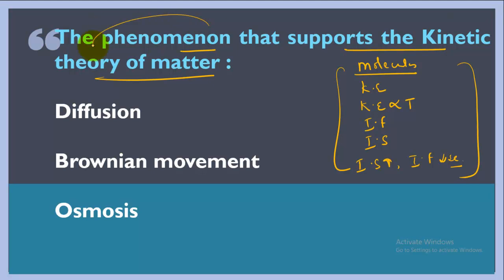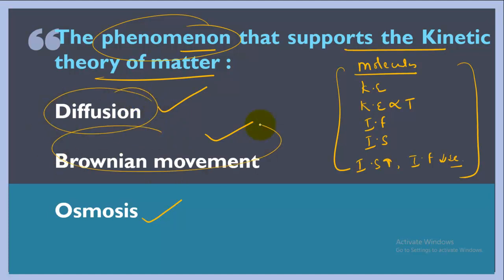So what are the phenomena that support this theory? The phenomena are diffusion, Brownian movement and osmosis. In this video we will be taking diffusion and Brownian movement, as osmosis is not a part of your syllabus, but still we'll define it when we do the questions.